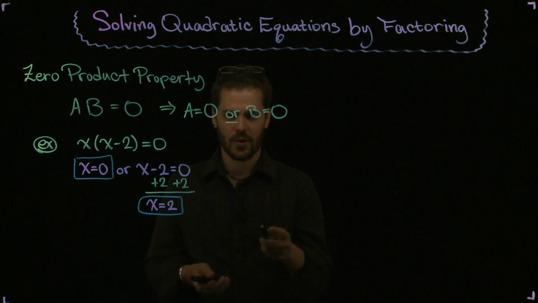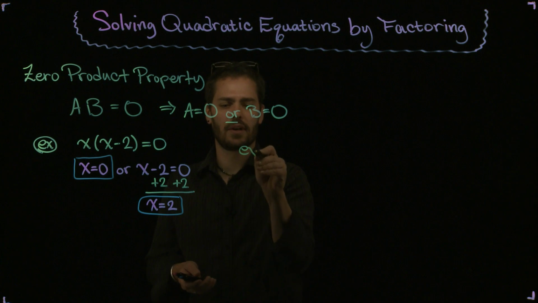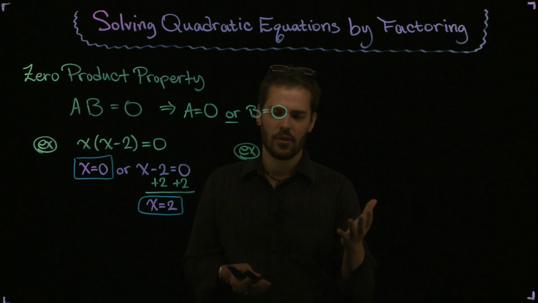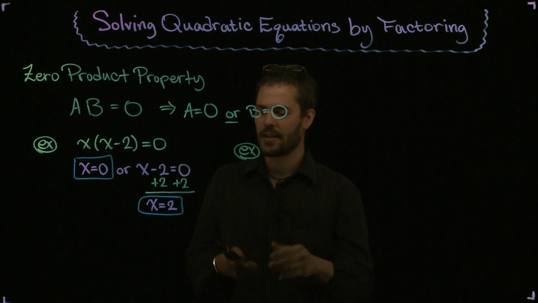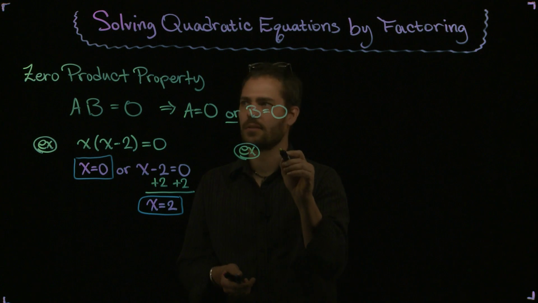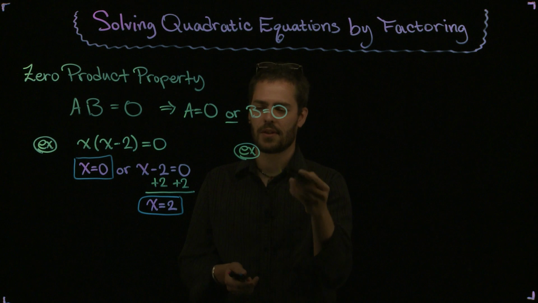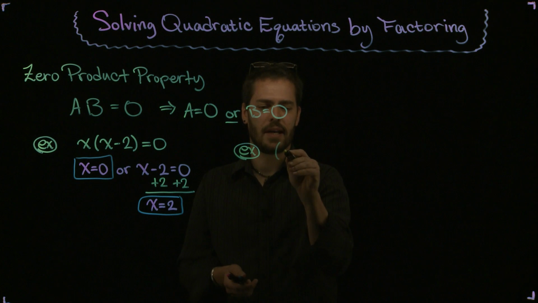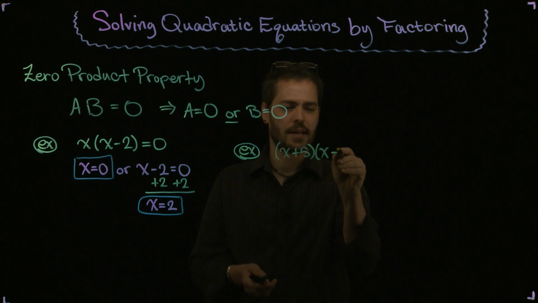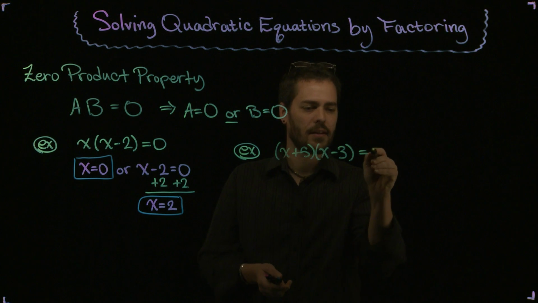Let me give one more example before moving on to showing quadratic equations in the trinomial form first and then factoring it, and several other types of examples. One more example of this zero product property that we're going to be using throughout. Suppose I had x plus 5 times x minus 3 equals 0.